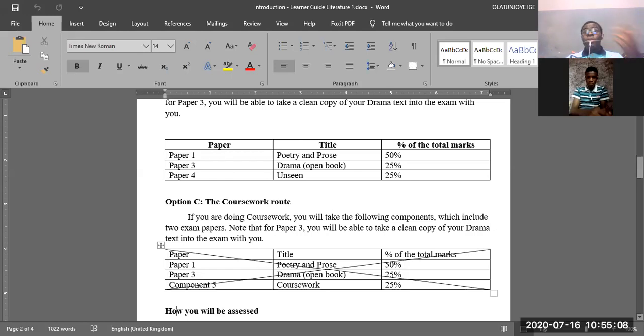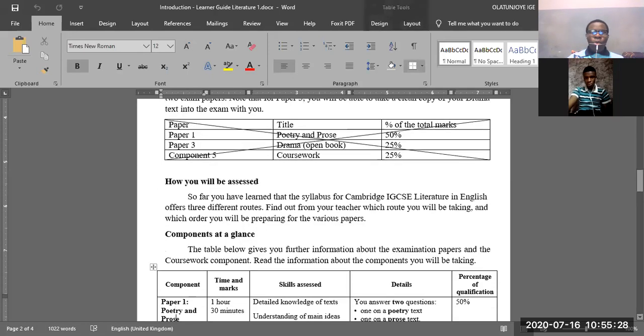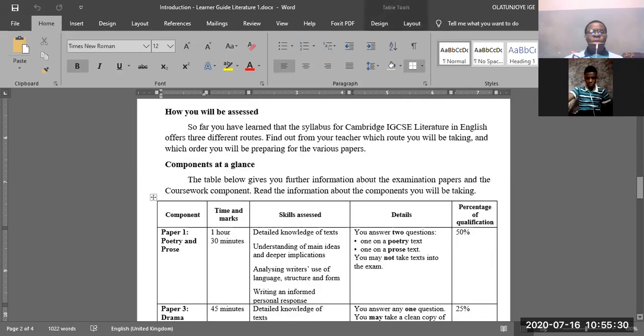And paper 4 is unseen. That means it will not be given beforehand. You will not have seen the particular poetry or extract until the day of the exam. They will just give it to you in the examination hall and you answer it. The two will take 25%. So, the second bullet: how you will be assessed. This is the way they will assess you.